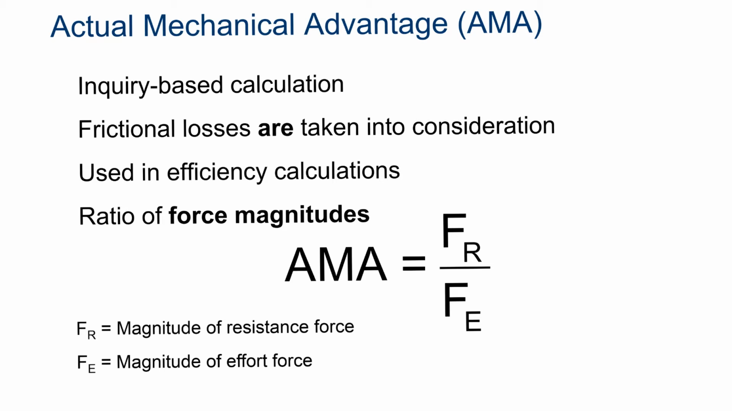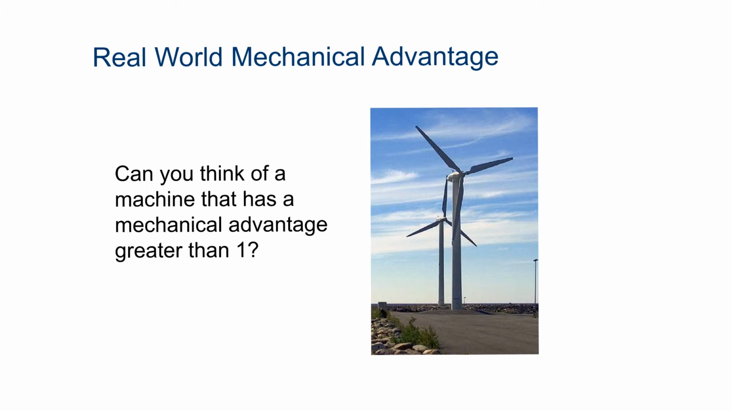And for actual, we'll talk about that later. Think of a machine that has a mechanical advantage of greater than 1.